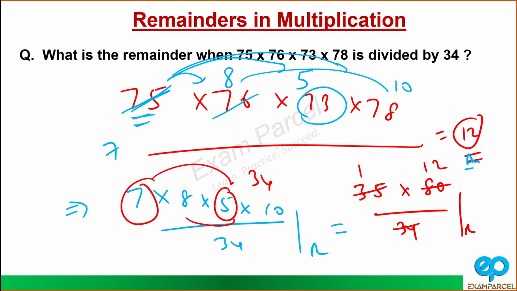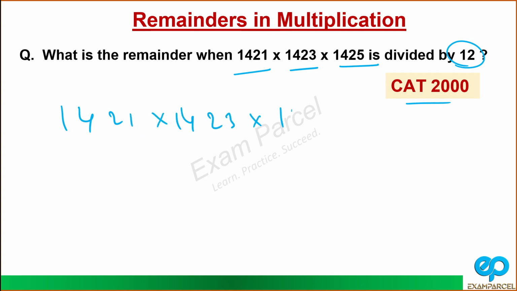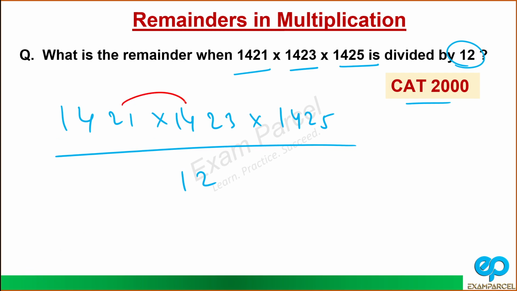So I hope the process is clear to you. Let's look at a CAT question. So this is from the 2000 paper. 1421, 1423, 1425 is divided by 12. So we have 1421, 1423, 1425 by 12. Now you have to find for one number and other numbers are just two more, right? So you can find for them easily.